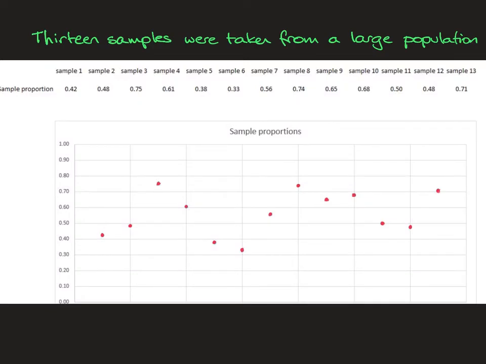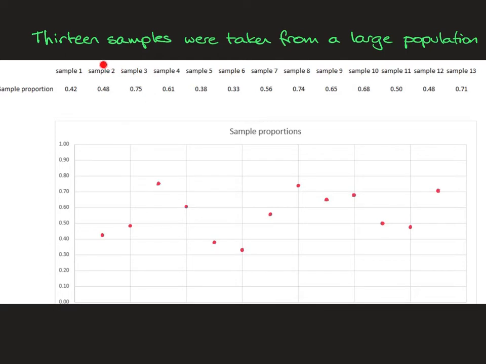So here I have some data that I collected from a large population. I took 13 samples from a large population, and I calculated the sample proportion for each one. So sample 1 had a sample proportion of 0.42. So it's sample 1, so it's going to sit over here, with a sample proportion of 0.42, so it sits here.